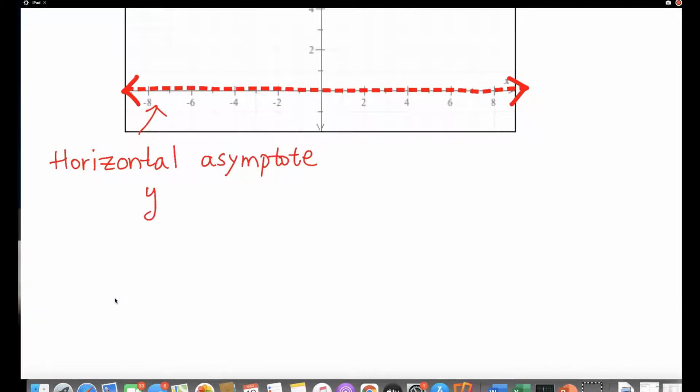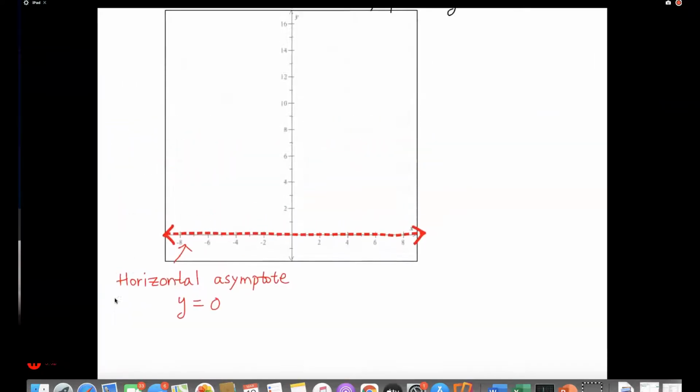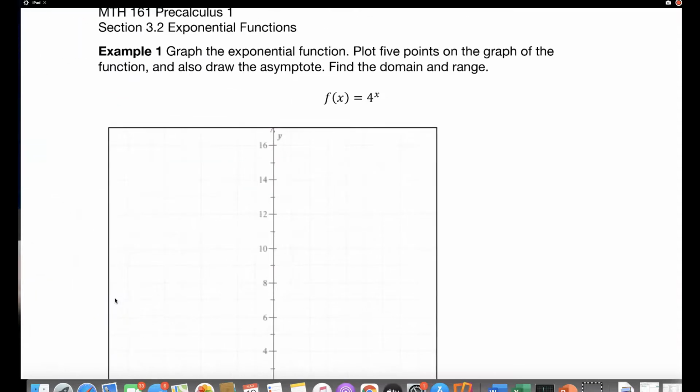Of y equals 0. Okay, so either the left end behavior or the right end behavior will be approaching this line. We'll get infinitely close to this line. So we'll see what this looks like. Okay, all right, maybe I don't need to write this twice. I'll delete it. Okay, so we need to plot 5 points. So I will go ahead and create an XY table for f of x equals 4 to the x power.